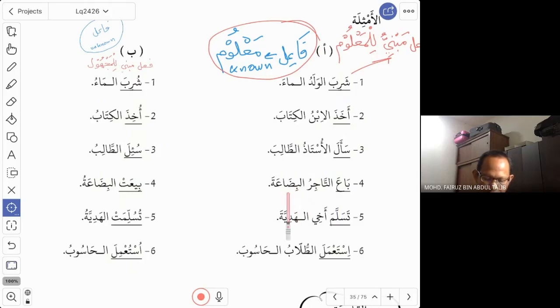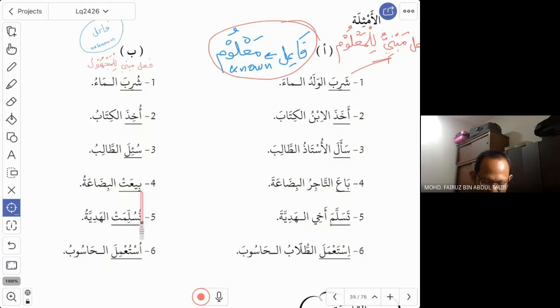Ba'a at-tajiru al-bida'a. Ba'a, to sell. So the merchant, tajir, sold the, what is bida'a? The goods, the items. So he sold the goods. Now you want to change from sell to sold. Was sold. So how do you say that item was sold?